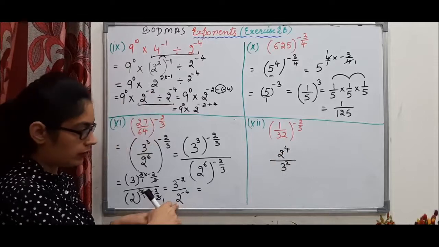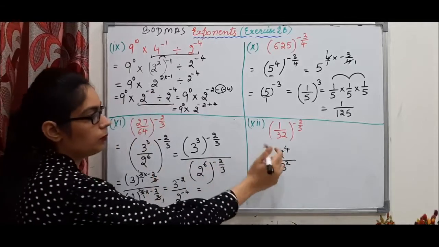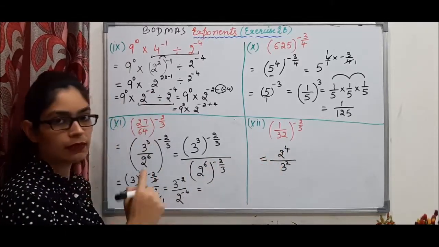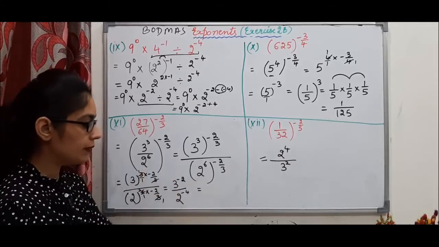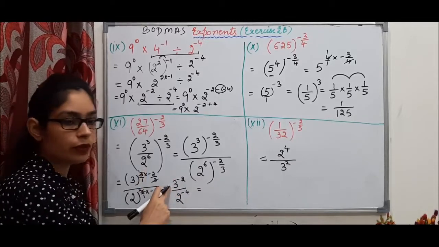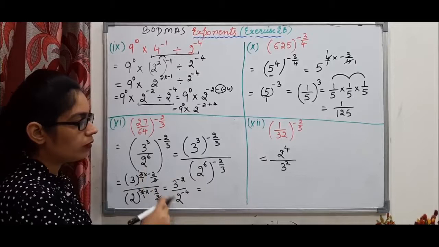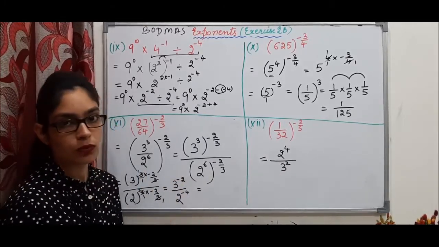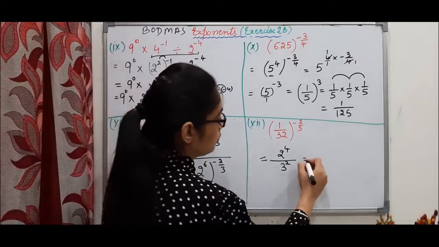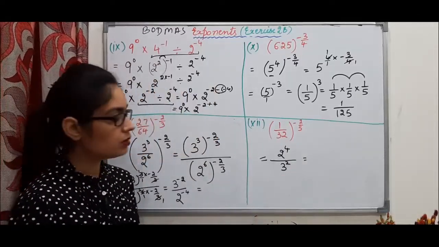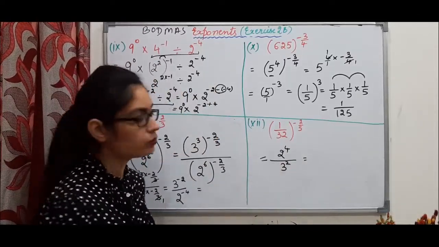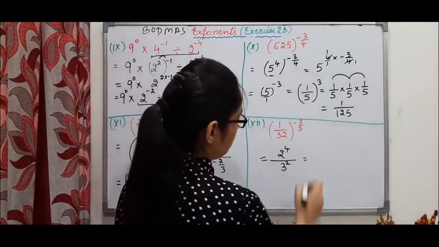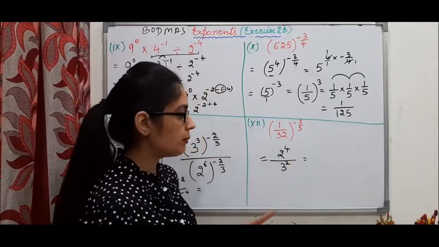So if I do its reciprocal, it will go to numerator and the power will be changed from minus 4 to plus 4. If I do the reciprocal of 3, it will go to denominator and the power will be changed to plus 2 from minus 2. Now we can expand and solve it because these bases are different and we cannot solve it by applying any rule. So only expansion we have to do.